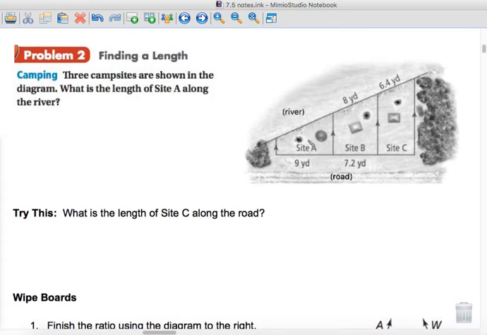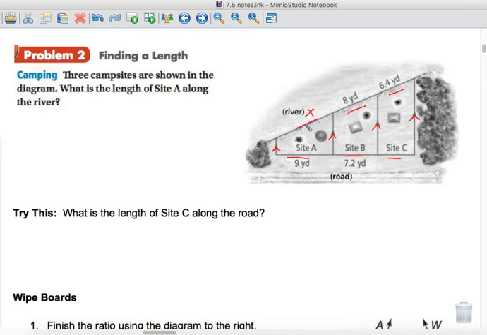Last thing that I'm going to do, 3 campsites are shown in the diagram. What is the length of site A along the river? Looking at the diagram, I can see that these lines are all parallel. So the corollary to the side splitter theorem is 3 or more lines that are parallel, intersecting 2 other lines. That means that all these segments are proportional. So what am I trying to find? The length of site A along the river. I'm going to call that x. Here's x. So I can set up a proportion.